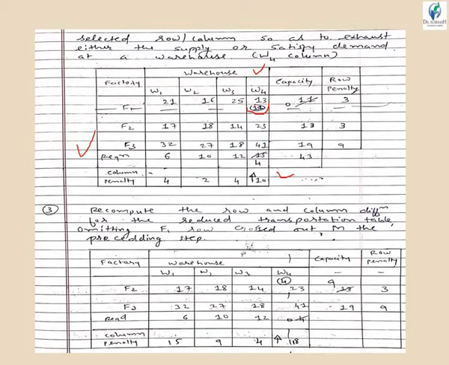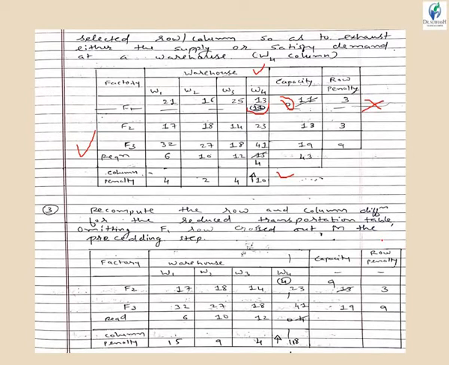Now you can see F1 factory's capacity is exhausted and it becomes 0. So now we will delete this F1 factory in our next step, and we will redraw the table. The reduced table we will see in the next step. The same procedure is followed, and we will redraw the table in our next step.